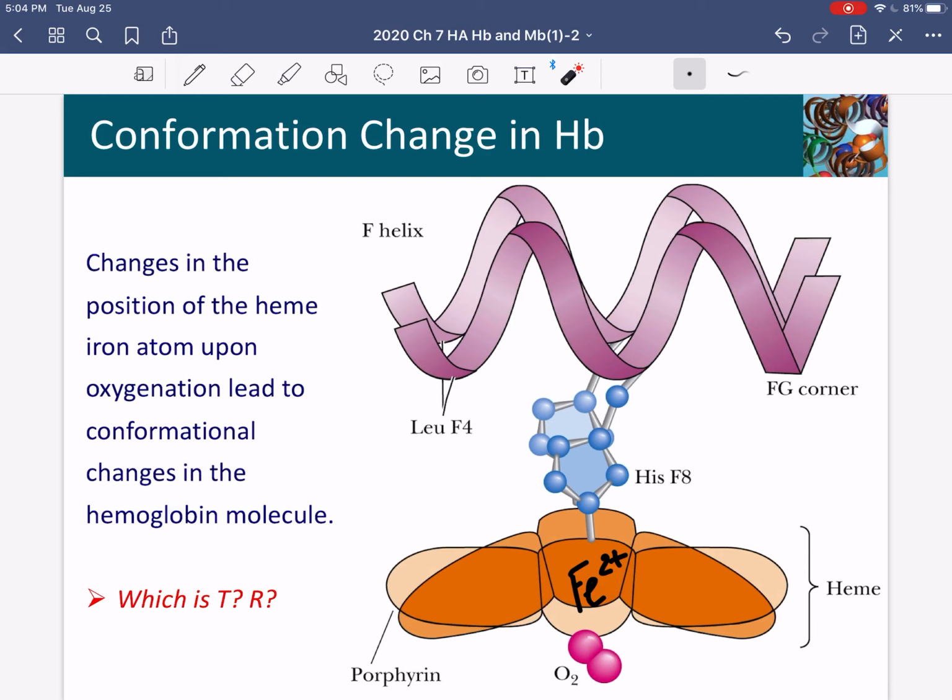So this is the T state up here. And this is R down here. Okay? So that causes a conformational change in myoglobin and hemoglobin, but repositioning the F helix in myoglobin doesn't break any salt bridge, because there was no salt bridge between subunits, because there are no subunits in myoglobin. Hopefully I've hammered that in.